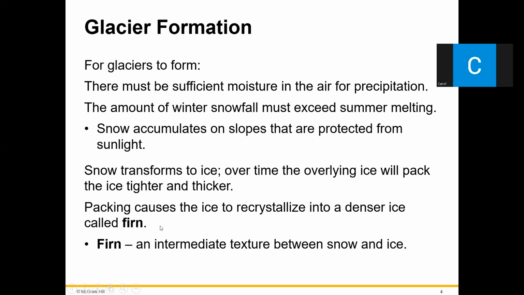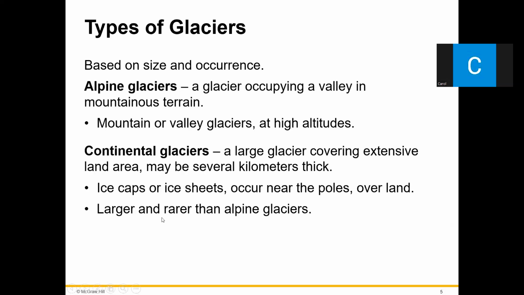Snow transforms to ice. Over time, the overlying ice will pack the ice tighter and thicker. Packing causes the ice to recrystallize into a denser ice called firn, which is an intermediate texture between snow and ice. So the ice in glaciers is actually a rock. We consider them a rock.